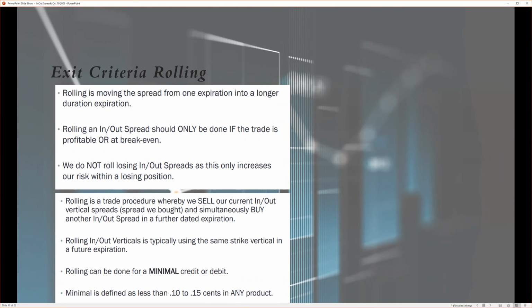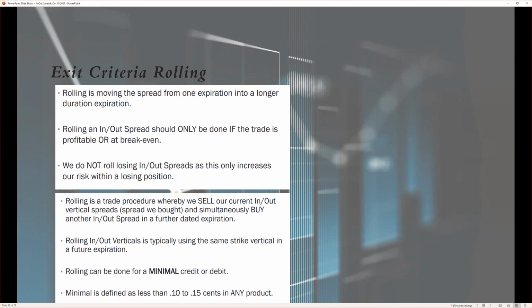We do not roll losing in and out spreads, as this only increases our risk with a losing position. I have explained that. Rolling is a trade procedure where we sell our current in and out vertical spread, the spread that we bought, and simultaneously we buy another in and out spread in a future dated expiration. Rolling the in and out verticals is typical using the same strike vertical as I explained earlier in a future expiration. So we're not gonna move the strike. We're just gonna buy more time.